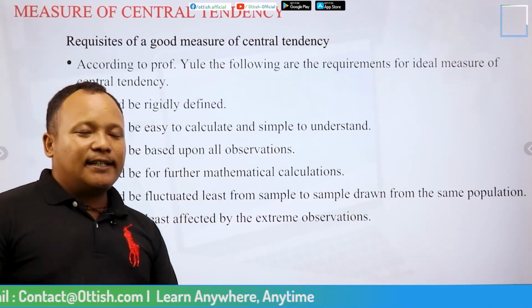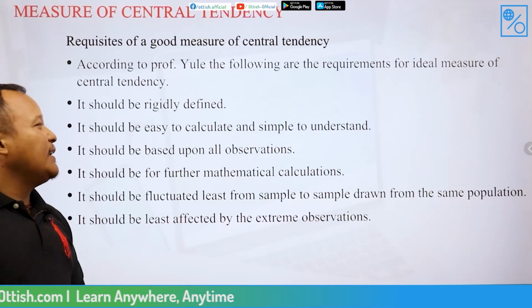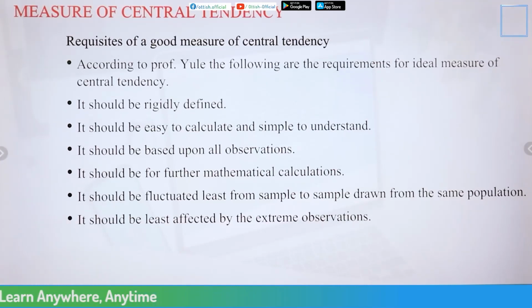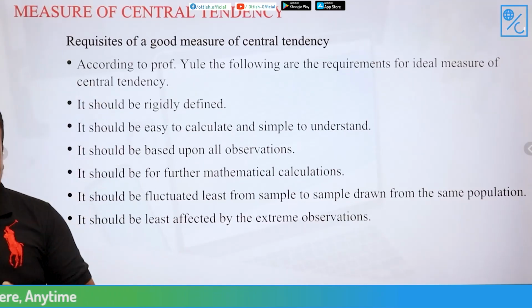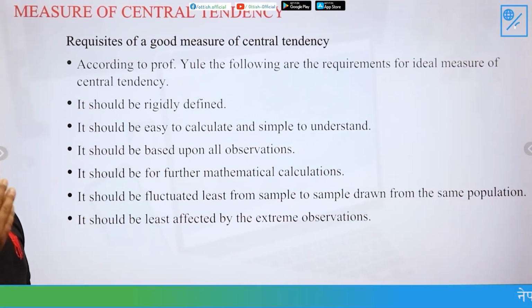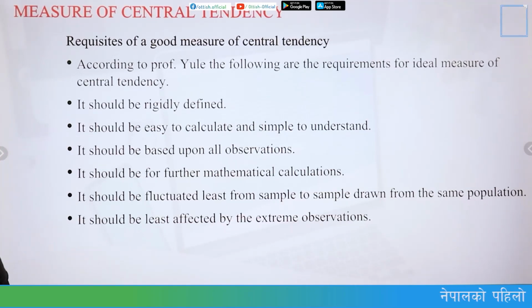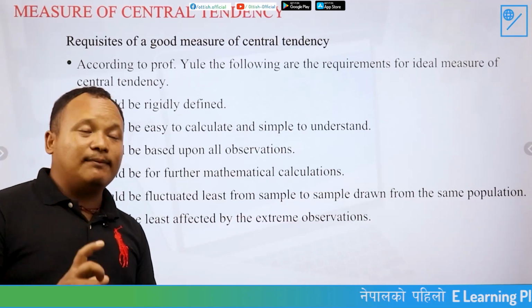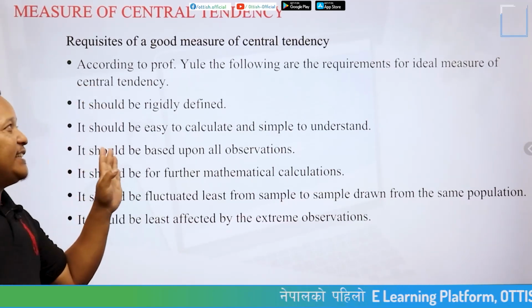Now after this, the next step is the measure of central tendency. For statistical purposes, first of all we collect data, then classify and present the data. After presenting the data, we need a summary value, a single value. That is the measure of central tendency.